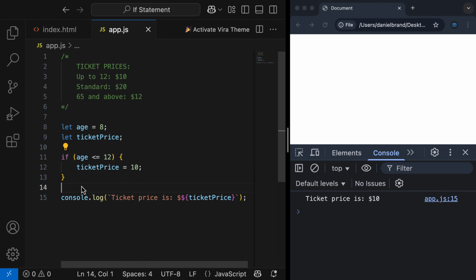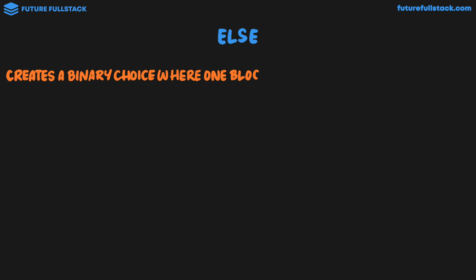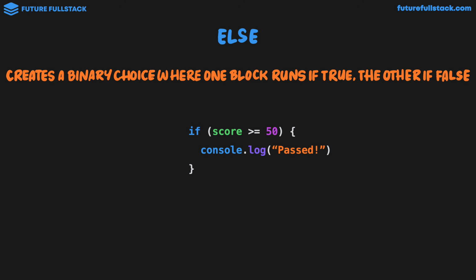Okay, so this is a good start, but it's only handling one case. So how do we go and add the ticket price for the other cases here? Let's take a look at the else keyword. Else creates a binary choice where one block runs if true and the other if false. Looking back at our exam example, we had if score greater than or equal to 50, we output passed. So the console.log is running when the condition is true.